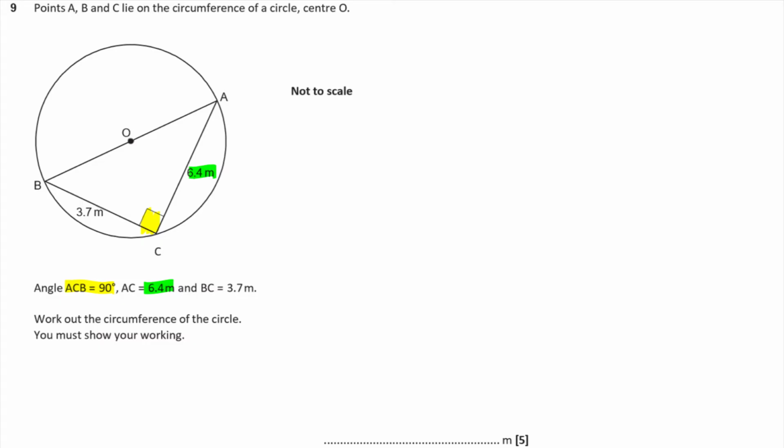And BC is 3.7. Now it's always a good idea just to go through these and double check all the measurements they give you are actually on the diagram, because sometimes they're not, and if they're not, it makes it really difficult for you to see the solution. Now it says work out the circumference of the circle. You must show your working, okay?